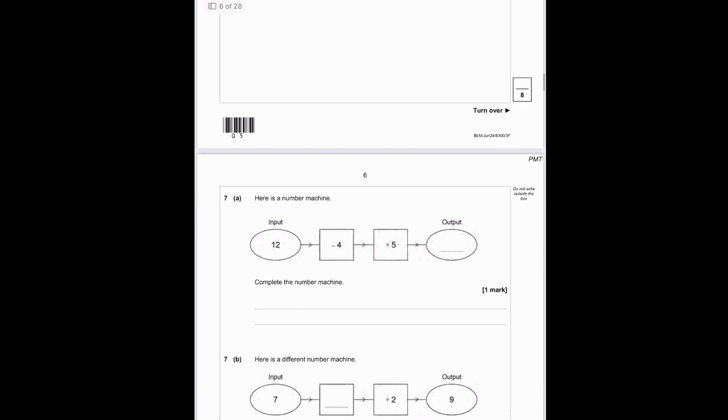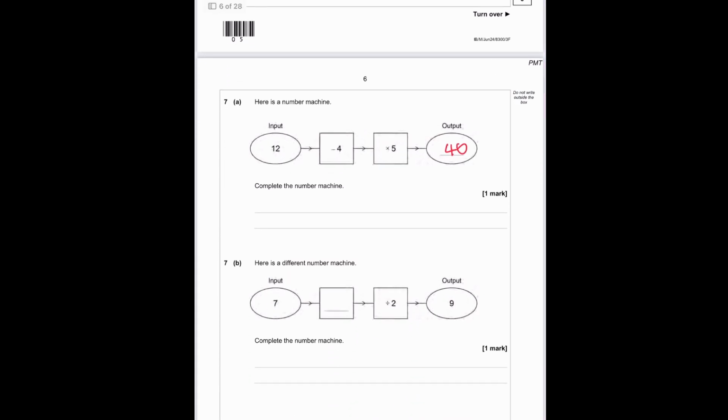Here is a number machine. We start with 12, then we take away 4, we times 5. What comes out? That would be 40. Now complete the number machine. It's a different one. 7 goes in. What do we add? We divide by 2 and we get 9. So we are going to be adding 11.